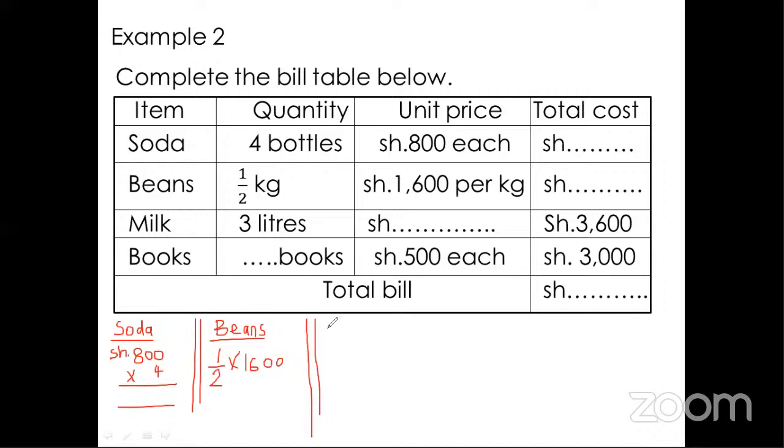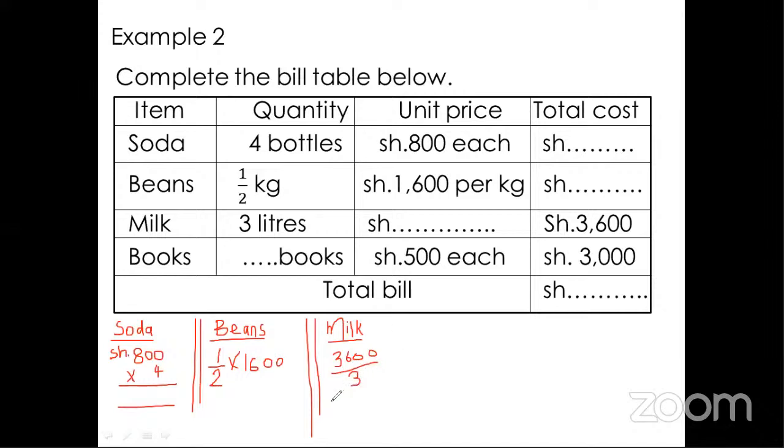The next item, you go to milk. When you come to milk, you see what is missing under milk: the unit cost. For me to get the unit cost, remember what I told you. It is the total cost, which is 3,600. You divide it by the quantity, which is 3.